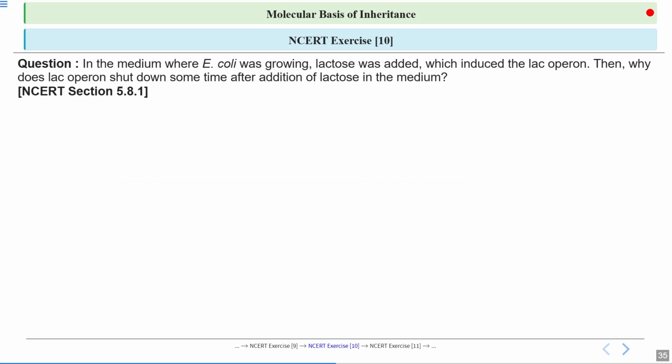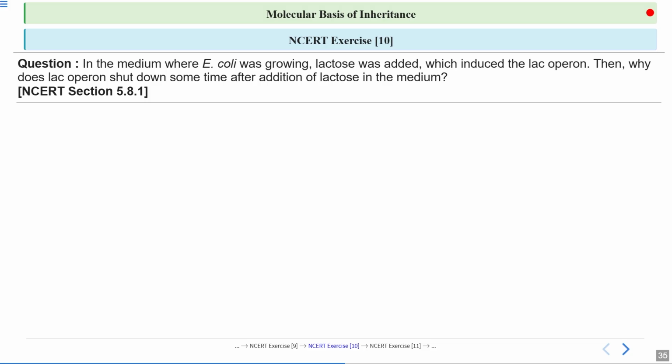Now NCERT exercise 10. The question is that in the medium where E. coli was growing, lactose was added. We know that lactose acts as an inducer, which induces the lac operon. Then why does the lac operon shut down sometime after addition of lactose in the medium? This is from NCERT section 5.8.1.